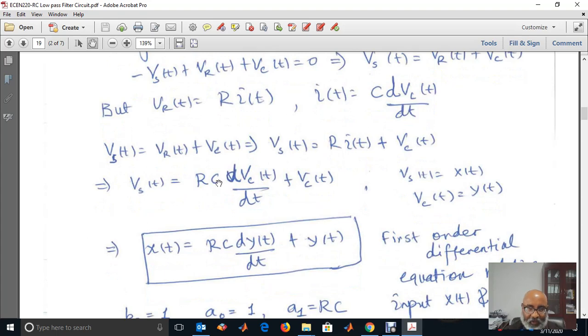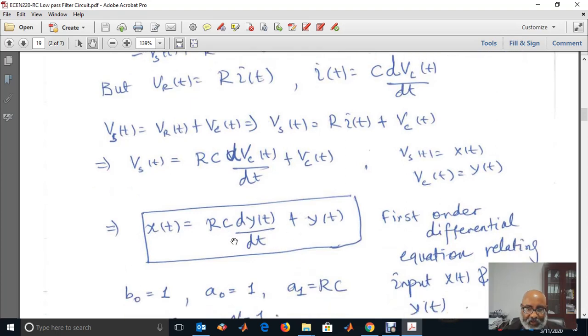Now look here, what is Vs of t? x of t, our input. And what is Vc of t? y of t, our output. So if we see the relation between the input x of t and the output y of t, they are related through a differential equation, a first order differential equation, of course, because we have only the first derivative of y.